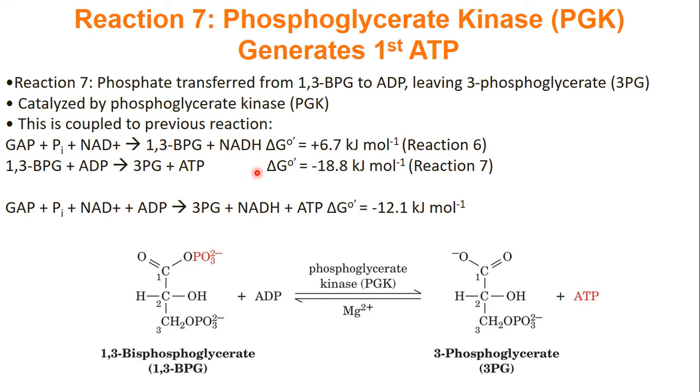And so our overall coupled reaction is that GAP plus Pi plus NAD plus ADP makes 3-PG, which is here, plus NADH plus ATP, and it has a delta G of negative 12.1 kilojoules per mole. So it's a very exergonic, spontaneous reaction to make this ATP.